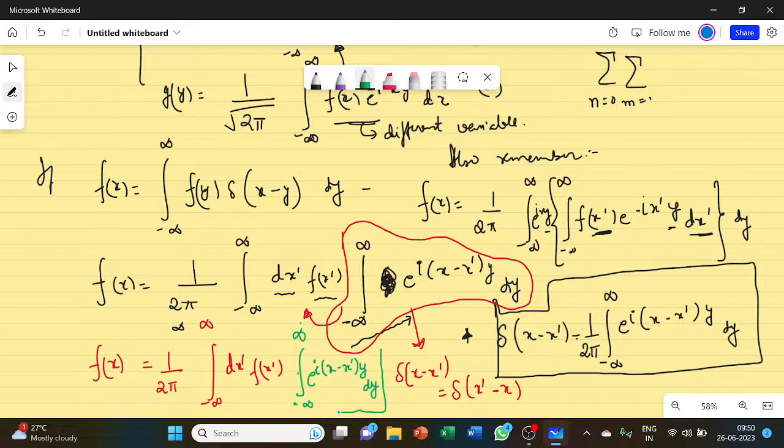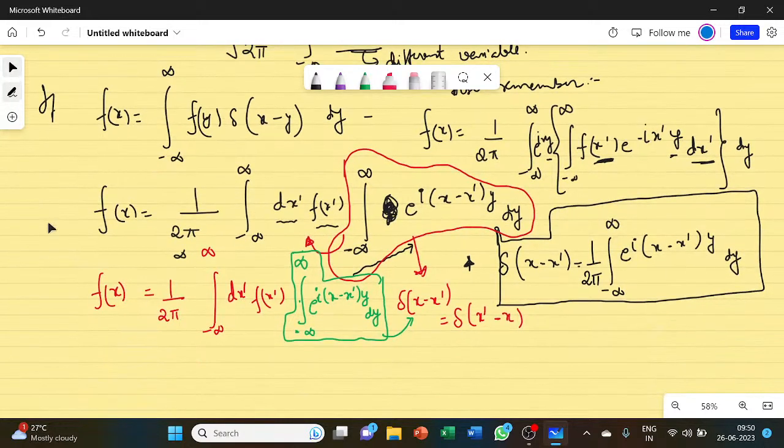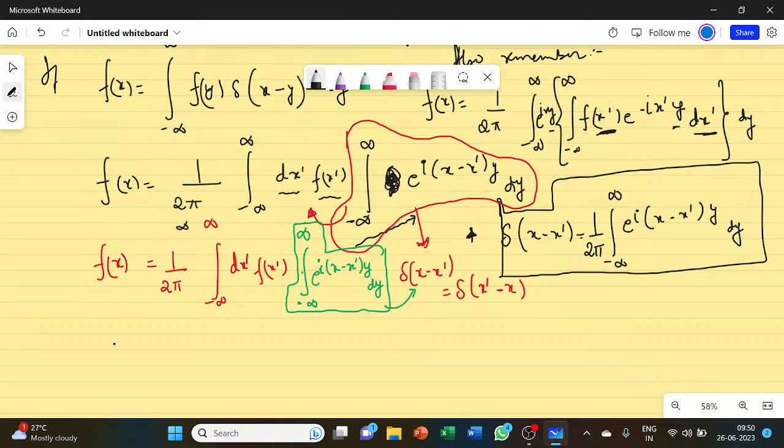Okay, so let's say this particular term which I'm writing in green, if I write it as Dirac of x minus x dash, or you can say Dirac of x dash minus x, because I've told you that the Dirac delta function is symmetric. For more details, you can see my lectures on the Dirac delta function. Just see, I'm including the 1 upon 2 pi also.